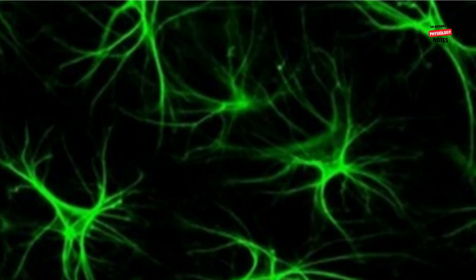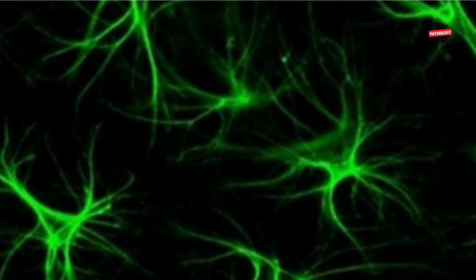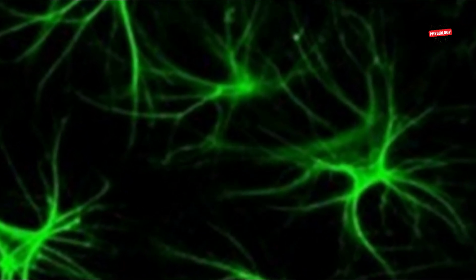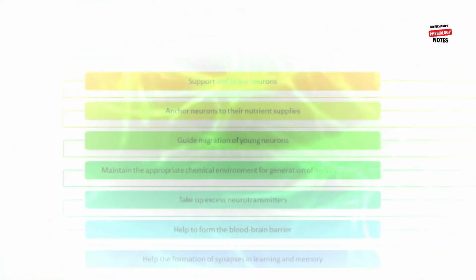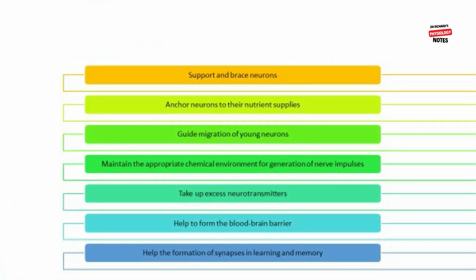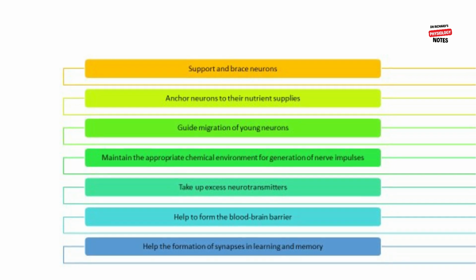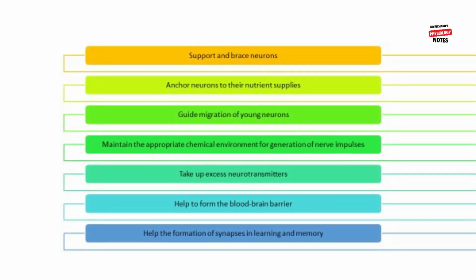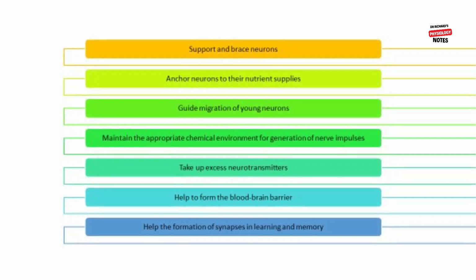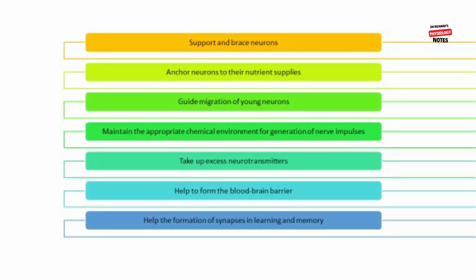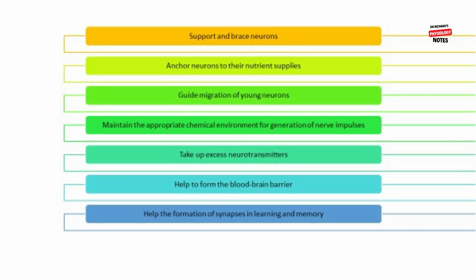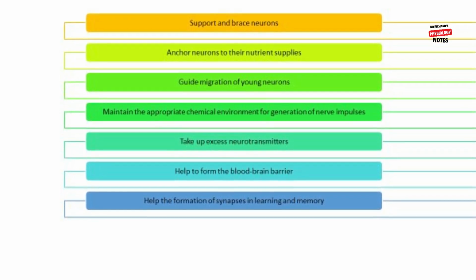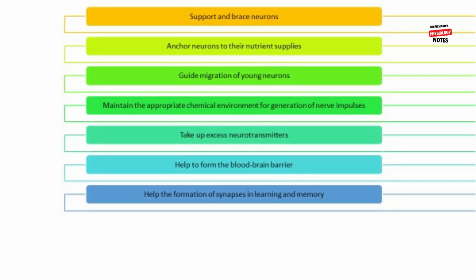Astrocytes are the most abundant, versatile, and highly branched glial cells. They cling to neurons and their synaptic endings and cover capillaries. Functionally, they support and brace the neurons, anchor neurons to their nutrient supplies, guide migration of young neurons, maintain the appropriate chemical environment for generation of nerve impulses, take up excess neurotransmitters, help to form the blood-brain barrier, and help the formation of synapses in learning and memory.